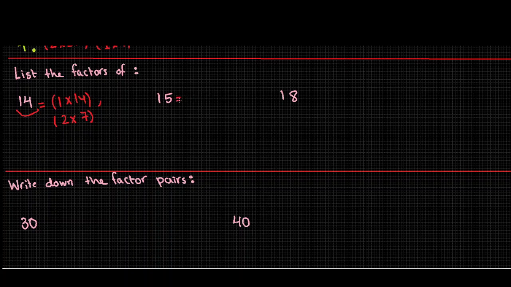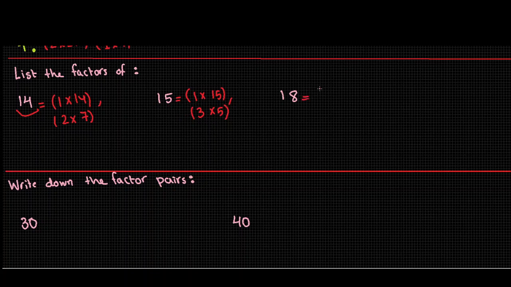Let's try that for 15. Start by 1 times 15. 15 is not divisible by 2, so there's nothing we can do, but it is divisible by 3, and it would be 3 times 5. It's not divisible by 4. It's divisible by 5, but we've written it down already. It's not divisible by 6. And so we know we've gotten our factor pairs here.